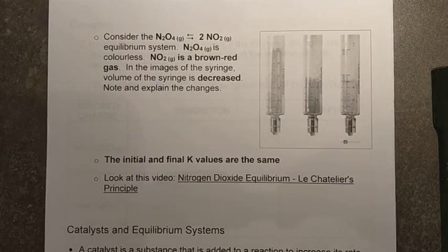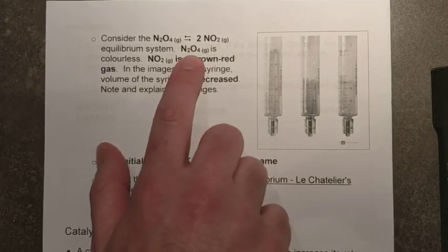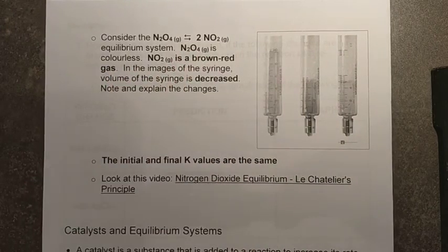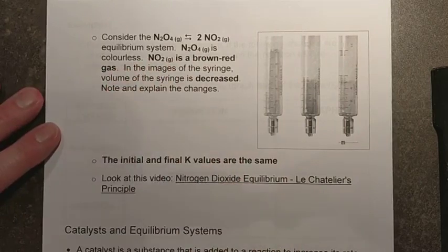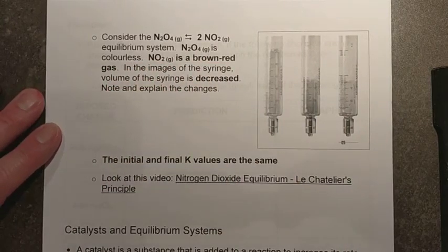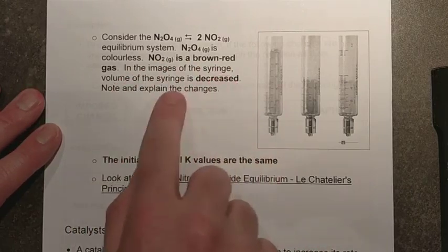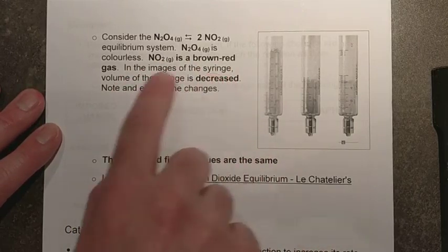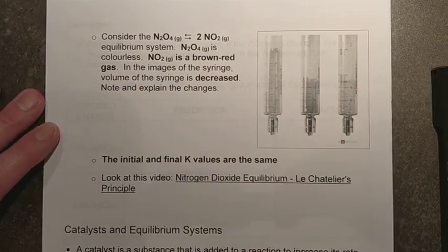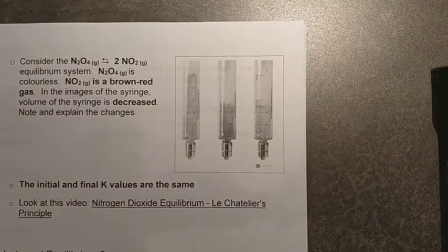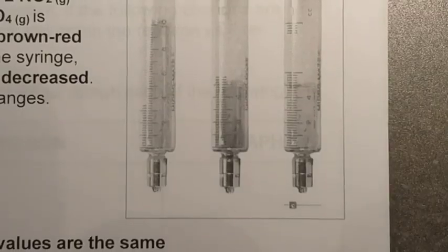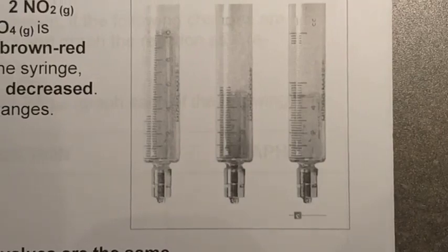Consider that you have dinitrogen tetroxide in balance with 2 moles of nitrogen dioxide. Dinitrogen tetroxide, all right, is clear and colorless. And nitrogen dioxide is a brownish, reddish kind of gas. We've shown the images of the syringe here showing this. Now, unfortunately, this is in black and white, but you can see some relative changes. Take a look at what's going on.